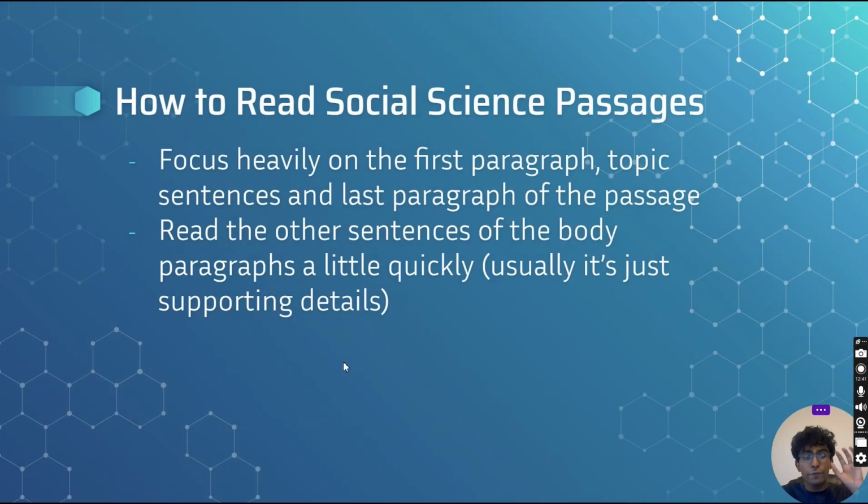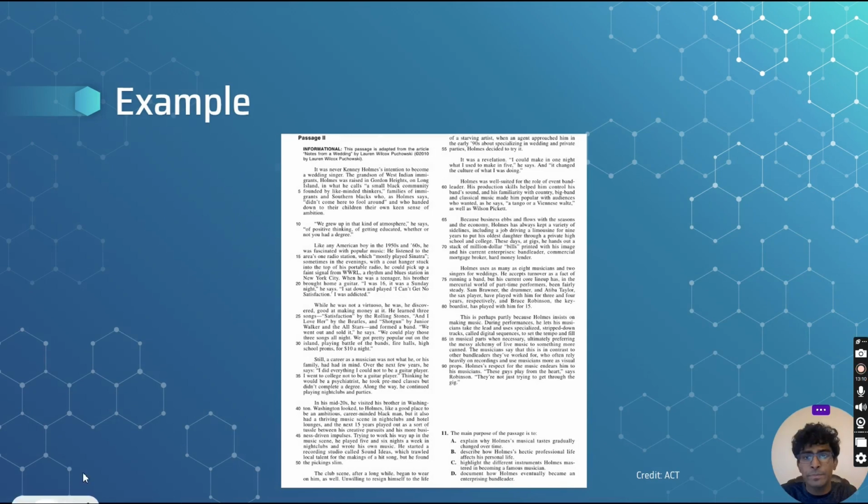We want to focus mainly on the first paragraph, topic sentences, and the last paragraph, because the first paragraph is kind of giving us the main topic, what exactly is going on, and then the topic sentence of each body paragraph is just saying what each paragraph is about. A lot of the time, the other sentences of your body paragraphs are just supporting details for the topic sentence, so that's why I said you can read them a little bit more quickly. Obviously not too fast, but you can read them a little faster than normal. Your first paragraph, topic sentences, and your conclusion, that's what you want to focus on the most.